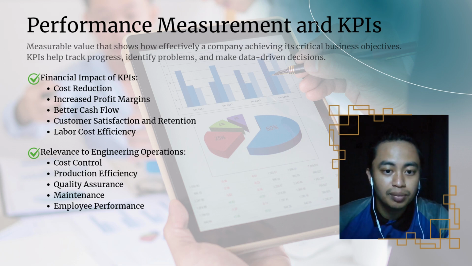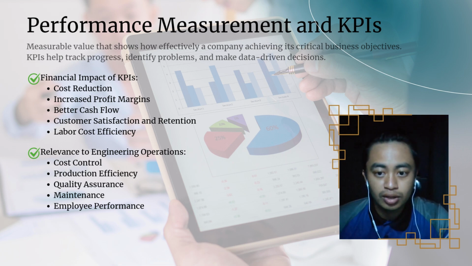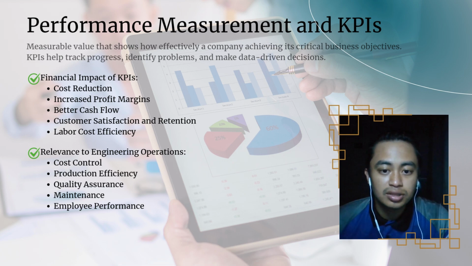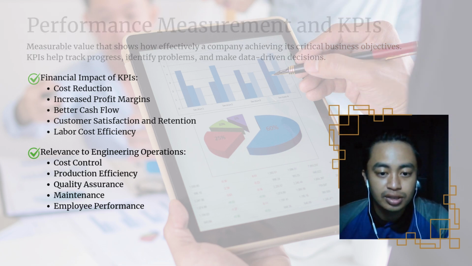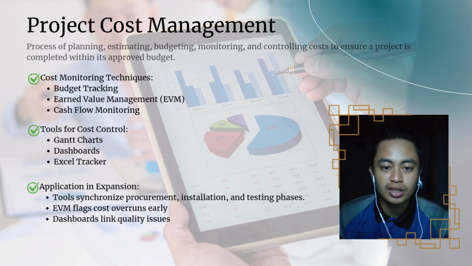And lastly, employee performance. By linking output and quality to labor input, engineering managers can improve training and optimize team allocation. So in conclusion, KPIs at InnoTech are not just numbers. They are essential decision-making tools that connect financial health with engineering performance. By tracking and analyzing these indicators, the company ensures sustainable growth, product excellence, and operational success during and beyond its expansion. Now moving on to project cost management.